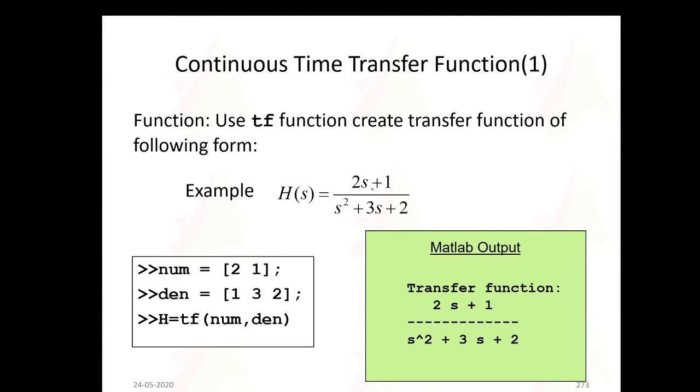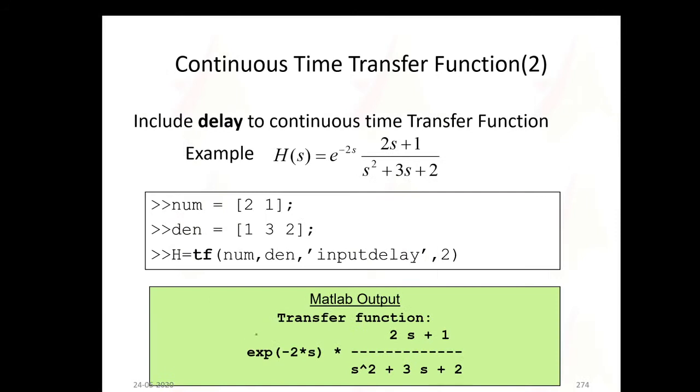H of s is 2s plus 1 divided by s square plus 3s plus 2 is the given transfer function. So what coefficients do we have? 2, 1 in num. In den, s square coefficient 1, 3, 2. Now I make the transfer function h equal to tf of num comma den. In the command window you get 2s plus 1 divided by s square plus 3s plus 2. For example, if I give 2 0 1, what happens now? 2s square plus 1.